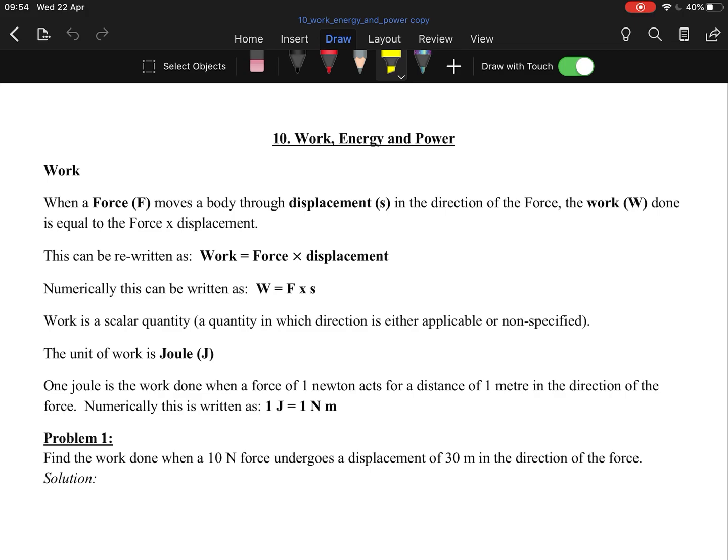What is work? Work is the force required to move a body through a displacement. Note that word, not distance, displacement. And the equation is W equals Fs, or work equals force times displacement. So in other words, the higher the displacement you have to go, the greater the amount of work you'll have to do.